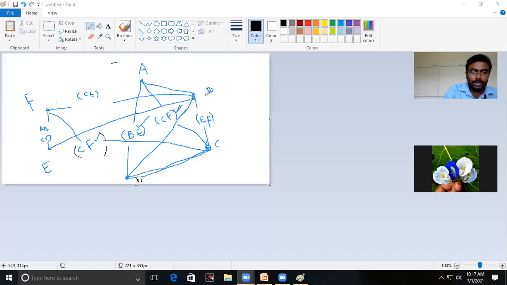Look here, students, when I'm comparing the states B and C, your next states EF should be compatible. If EF is compatible, then only your B and C will be compatible. For that, I need to check whether EF is compatible or not. Here, EF is compatible only when AB and CD are compatible, students. That is the condition.